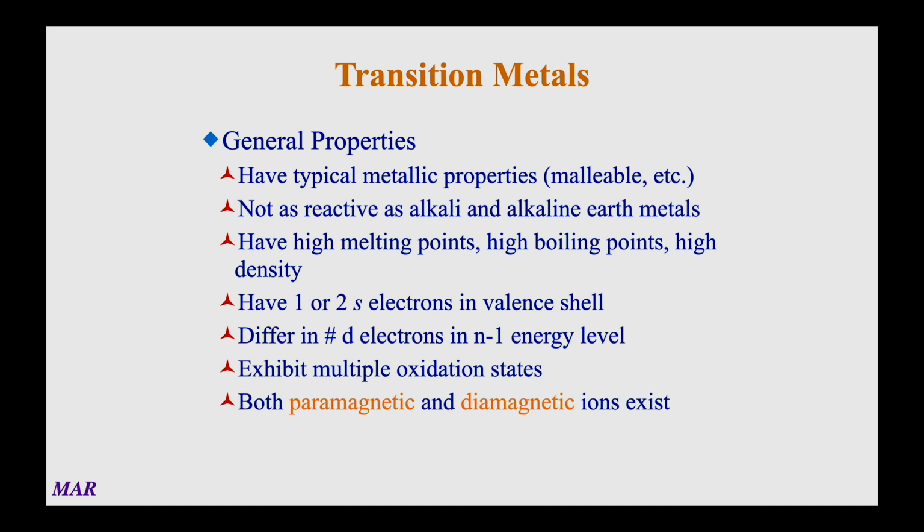Paramagnetic and diamagnetic ions exist when you start making positive charges on transition metals. And this is something we'll look at more a little bit later. Paramagnetic atoms are attracted to magnetic fields or sometimes repulsed. Diamagnetic atoms could care less about magnetic fields. So paramagnetism usually means more reactive. And most of the ions are deeply colored. And there's something called crystal field theory.